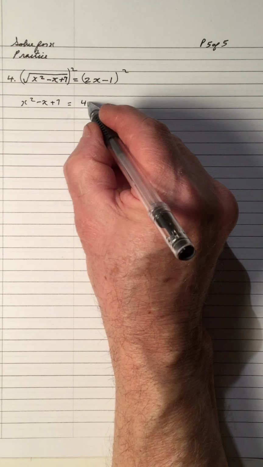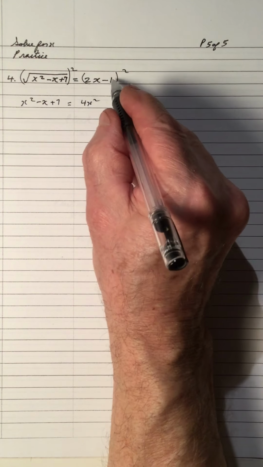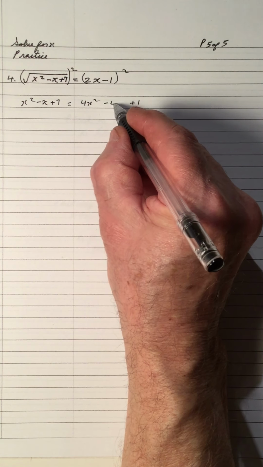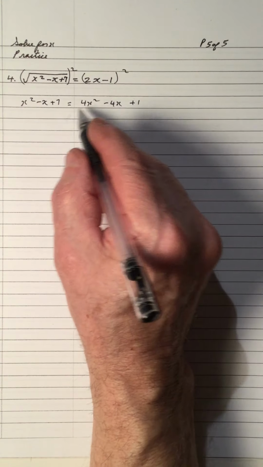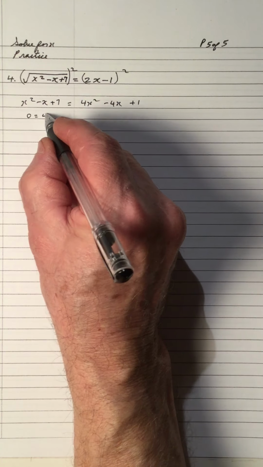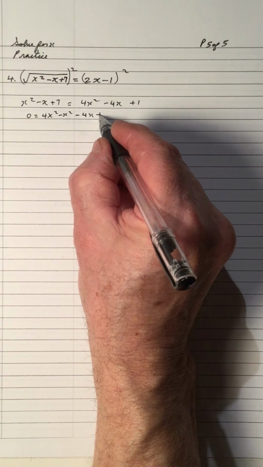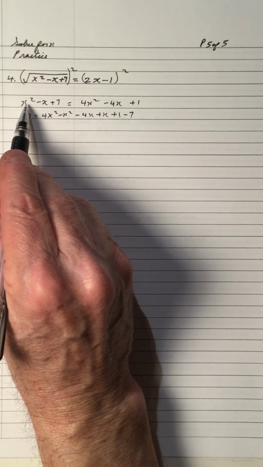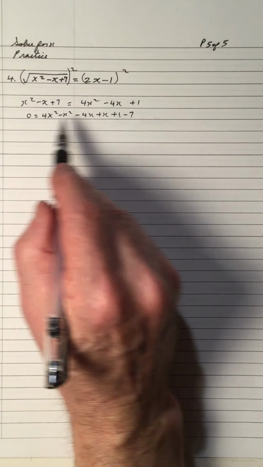2x times 2x is 4x squared. Negative 1 times negative 1 is plus 1. The product, negative 1 times 2x is negative 2x, doubled, negative 4x. Or you could work out the FOIL and you still get the same. Now we got x squared, so we'll put the 0 there. And we got 4x squared minus x squared minus 4x plus x plus 1 minus 7. So this becomes a minus, this becomes a plus, this becomes a minus because I'm moving it this way.